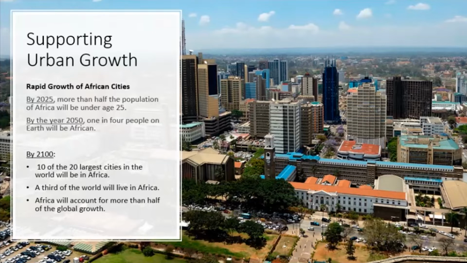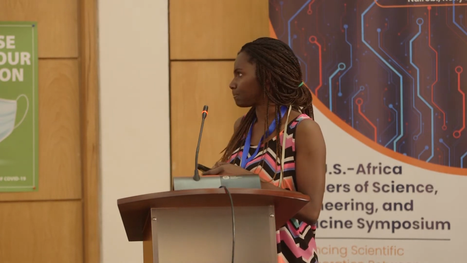Right now, it's 1 out of 6 people. This is going to accelerate. So by 2100, 1 out of 3 people will be living in Africa. And 10 of the 20 largest cities will be in Africa, and Africa will account for more than half of the global growth. So really, when you think about urban growth, the African continent plays a major role in this case.